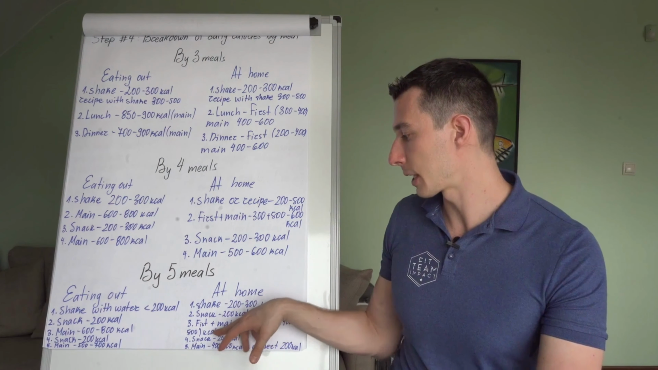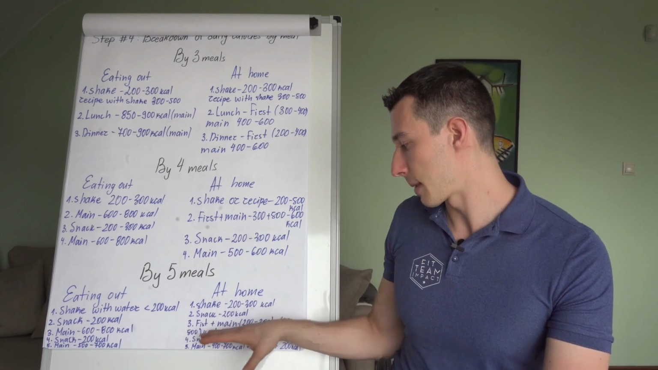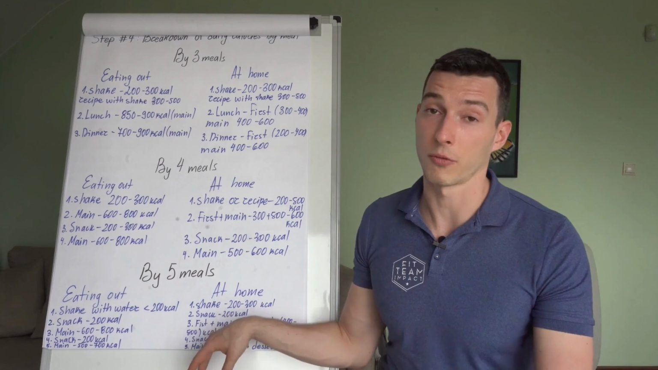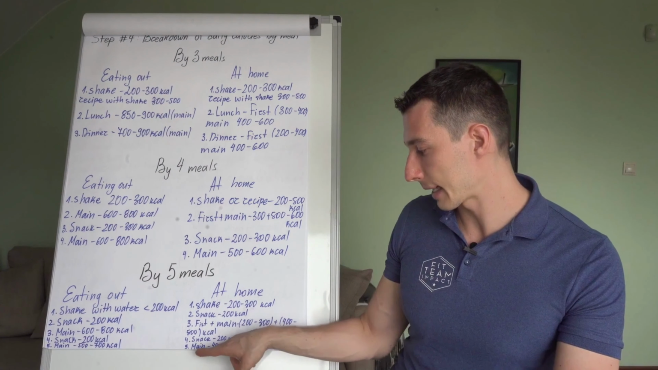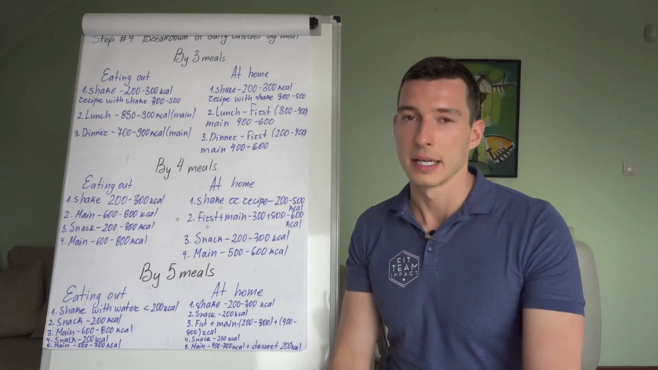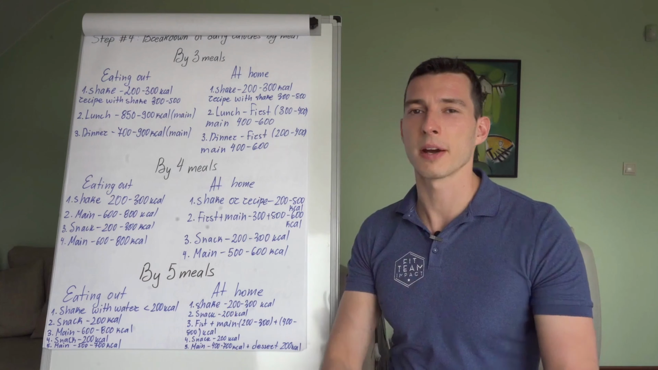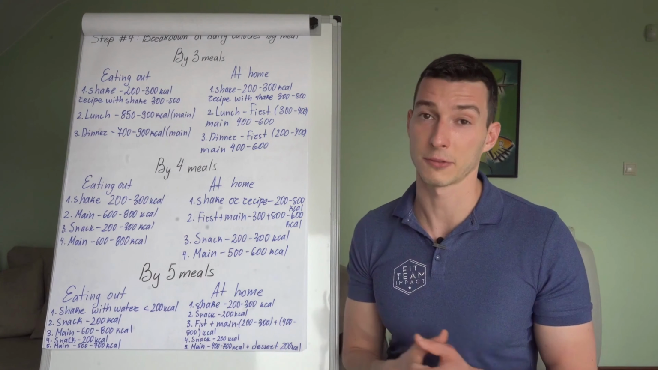Have a snack at 200 calories, and then I'll have a first and a main, 200 to 300 calories plus 400 to 500 calories for the main course. Another snack, and then for dinner I'll keep it light, and maybe I'll have a little dessert. Maybe I'll have a fat-free Greek yogurt.